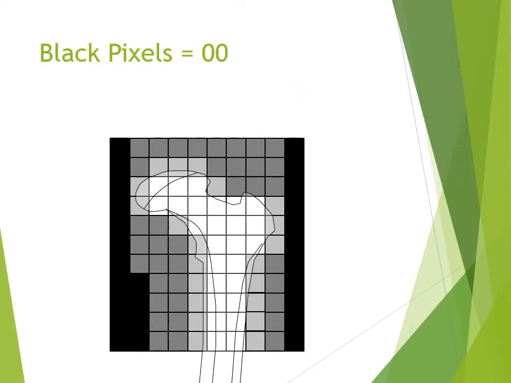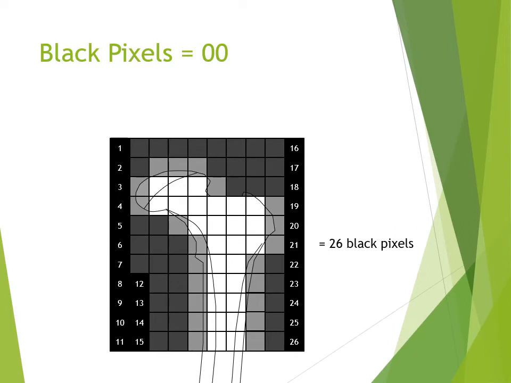To begin our histogram analysis, we need to count the number of pixels with a particular density value. Let's start by counting pixels whose 2 memory locations contain a 0 value, or pixels displayed as black. Note that there are 26 that meet this criterion.